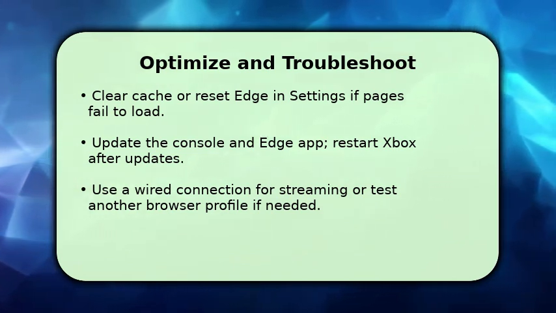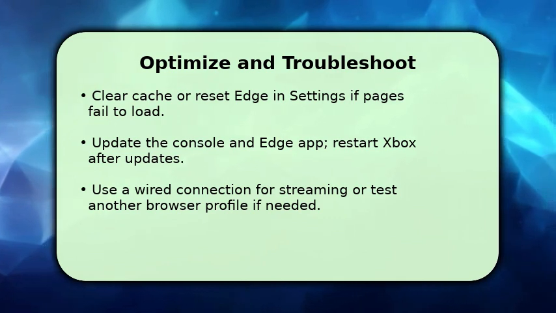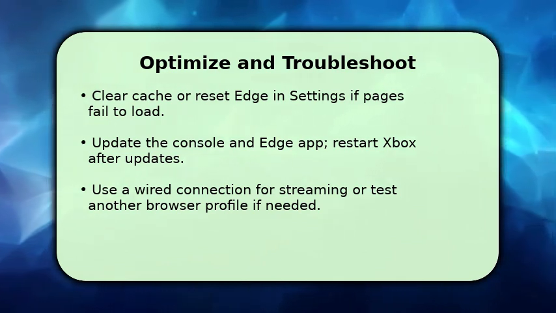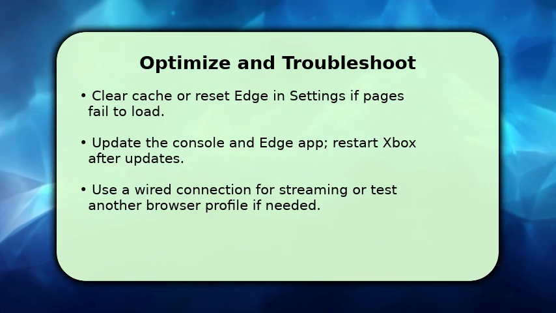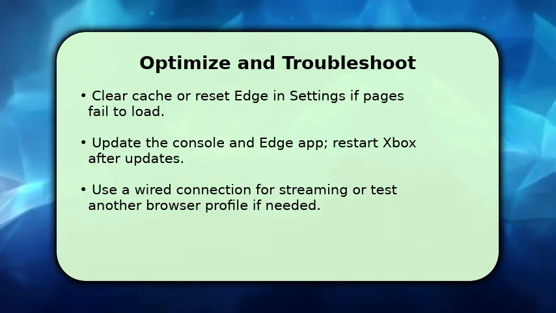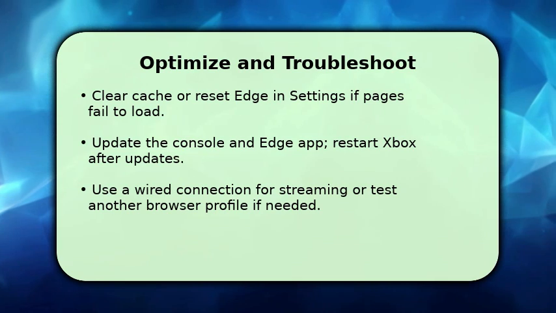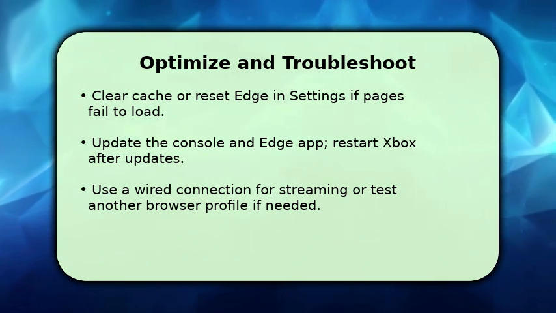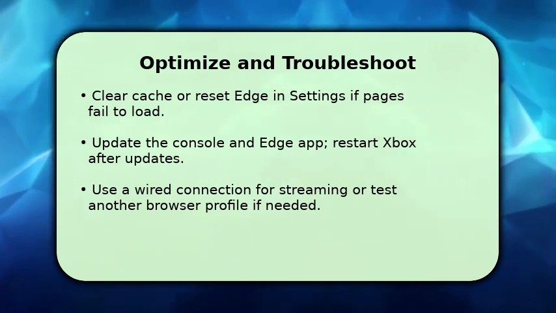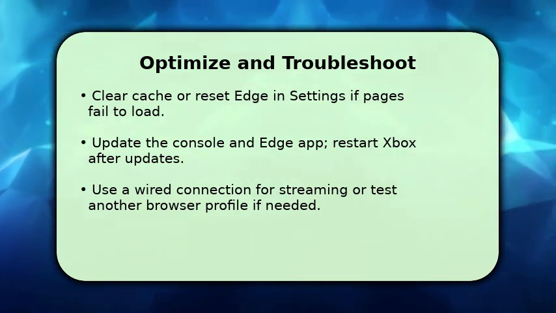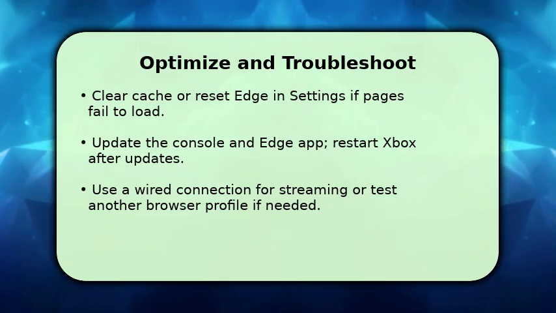Make sure Xbox system software and Edge are up to date, and if streaming is choppy, switch to a wired Ethernet connection for stability. If problems persist, sign out and back into your profile or create a new browser profile to rule out corrupted settings. This usually restores normal browsing.